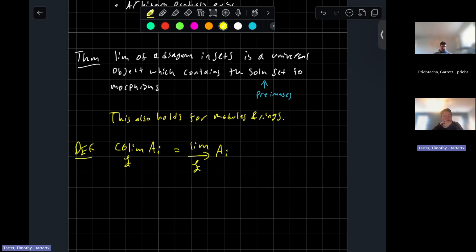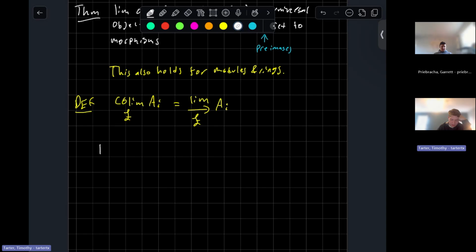Math Stack Exchange has a really good explanation. An initial thought for this is: limits suck things up, co-limits suck things down.